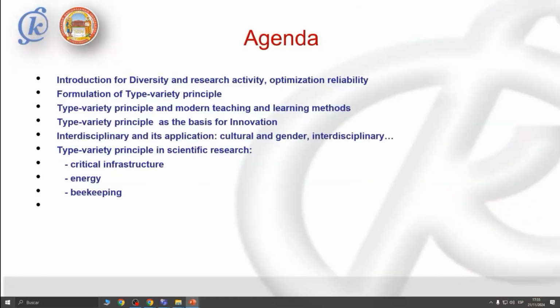My presentation agenda is: an introduction to diversity, the formulation of the variety principle as we create and use it, and also the application of this idea to modern teaching and learning methods. Also, for your information, this is some basis of innovation and interdisciplinary work, and the application of this idea to scientific research, critical infrastructure, energy, beekeeping, and other areas.